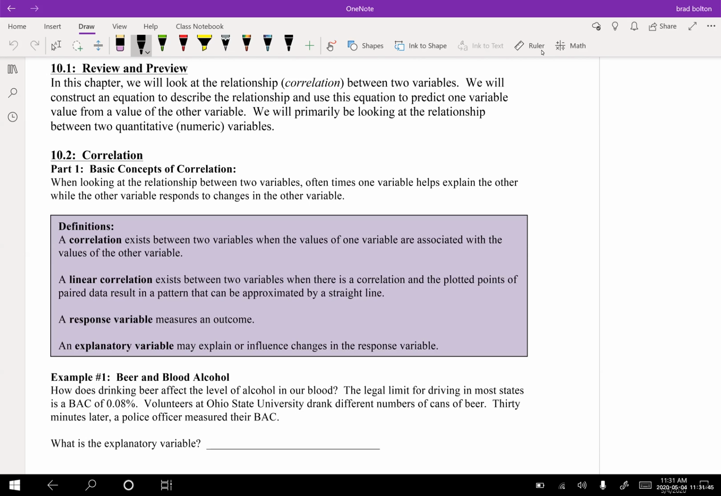When looking at the relationship between two variables, oftentimes one variable helps explain the other. So if you guys come down here, a correlation exists between two variables when the values of one variable are associated with the values of the other. So this is something we're kind of used to doing. A linear correlation exists between two variables when there is a correlation and the plotted points of the paired results pattern can be approximated by a straight line. So we're going to get into that. That'll be the line of best fit or the regression line. A response variable measures the outcome, and an explanatory variable may explain or influence changes in the response variable.